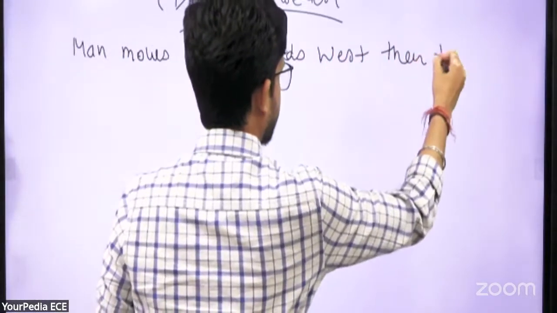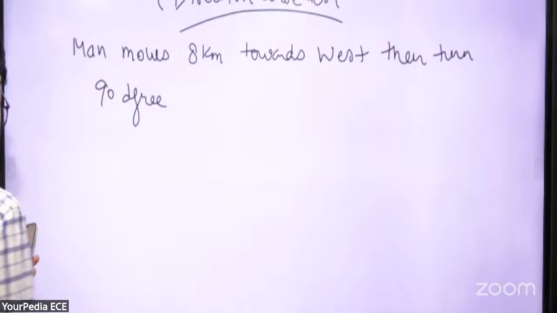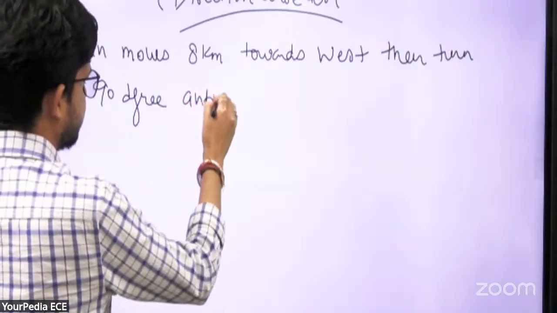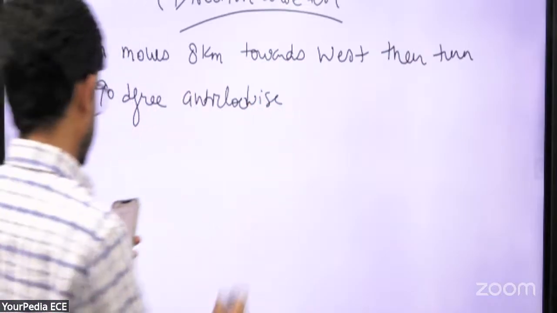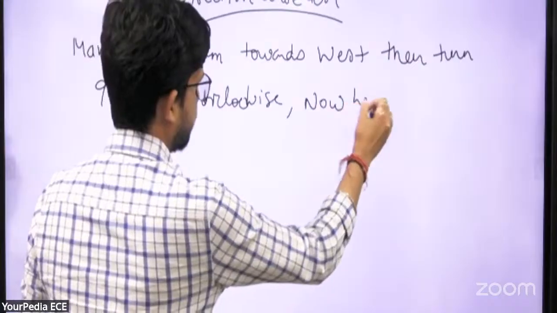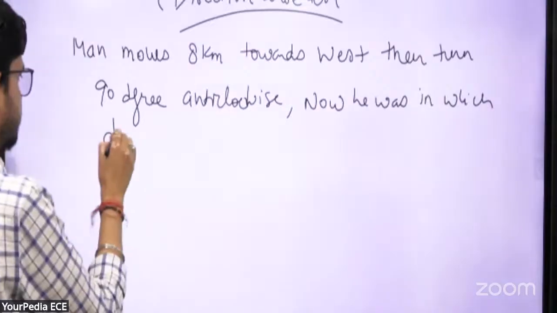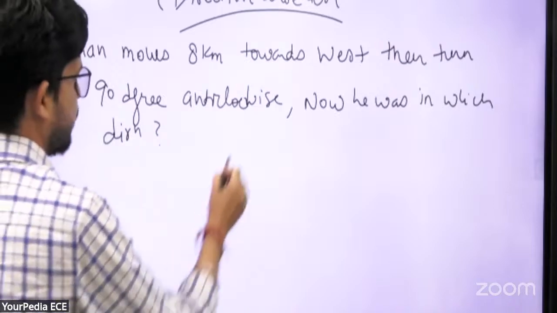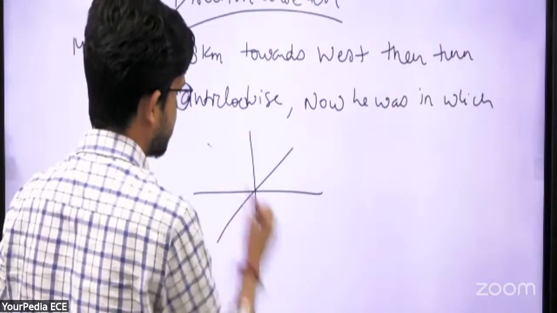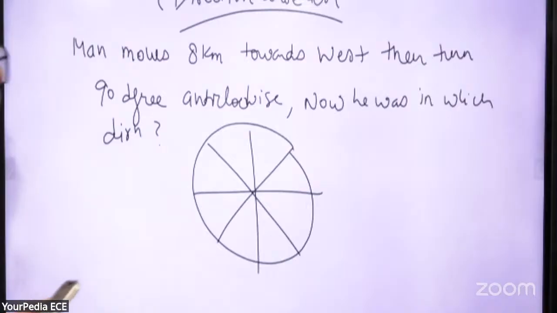then turns 90-degree anti-clockwise. Now he was in which direction? So what he is saying is, tell me which direction he is in currently when he takes a 90-degree anti-clockwise turn. First of all we have to remember that we have these 8 directions. And the man moves 8 kilometer towards west.